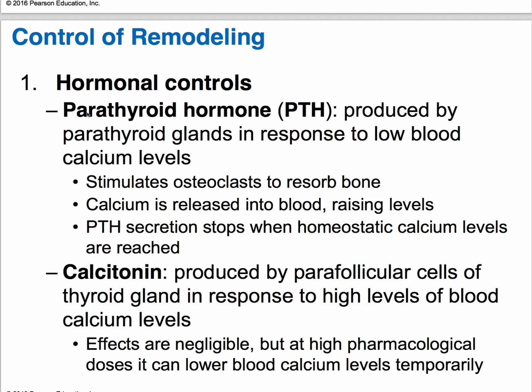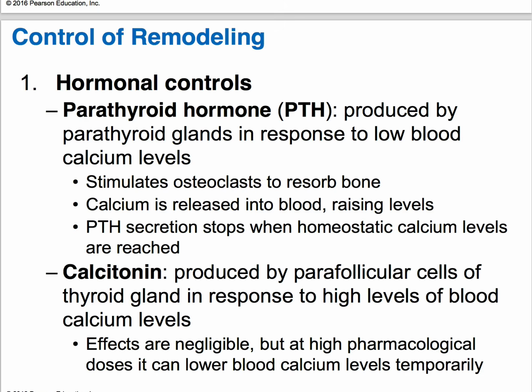So when you look at the hormonal controls, parathyroid hormone is produced by the parathyroid glands in response to low blood calcium levels. When your blood calcium levels drop, your body releases this parathyroid hormone, and it stimulates the osteoclasts to start breaking down the bone matrix. As it's breaking down the bone matrix, calcium gets liberated into the blood, and this raises your blood calcium levels. Parathyroid hormone secretion stops when the calcium levels are within that range that we talked about earlier, that 9 to 11 milligrams per deciliter range. Once that is reached, then the loop stops. Your body stops secreting the hormone.